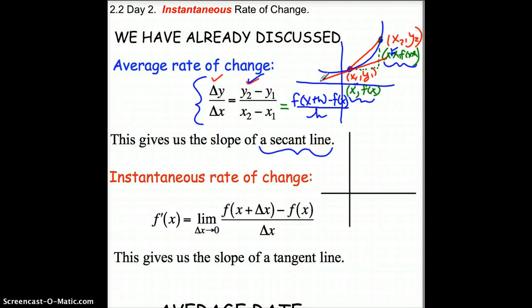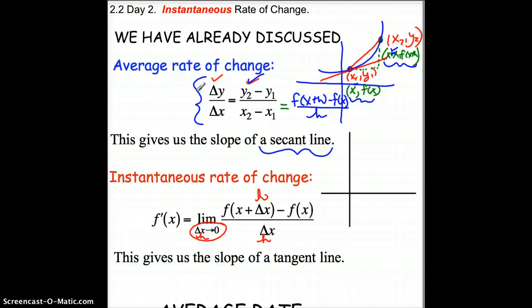So we need to squeeze that in, and we need to make our h, which a lot of books call delta x, I've been using them interchangeably for you, become infinitesimally small, squeezing the secant line on top of the tangent line. And it'll tell us what happens at exactly that instant.